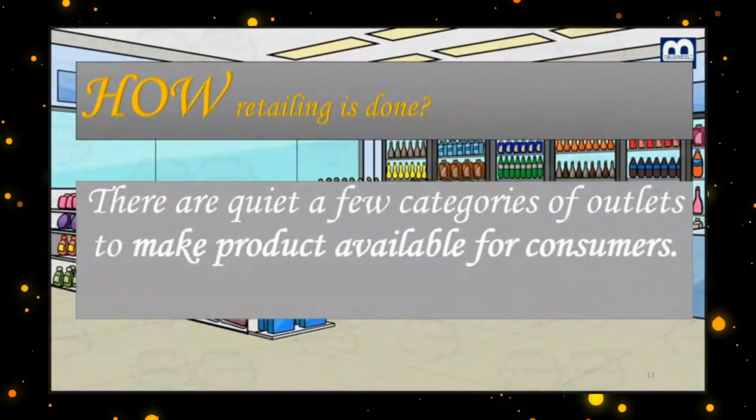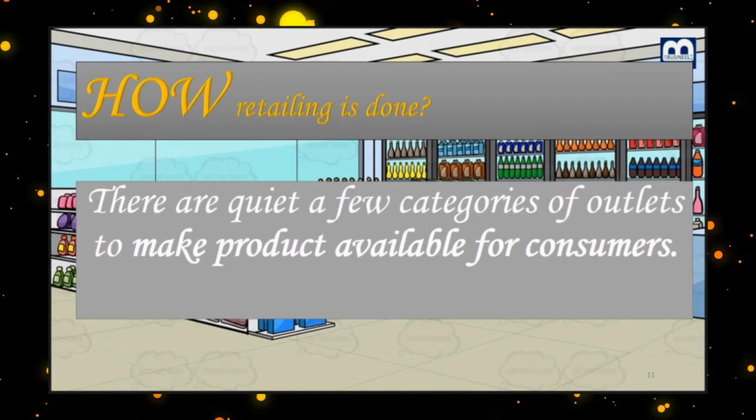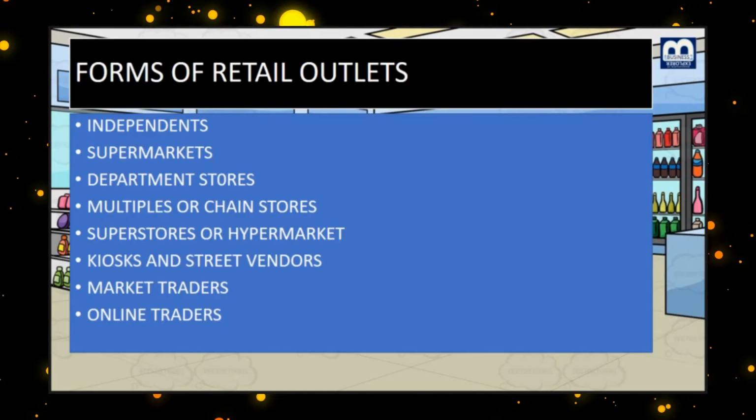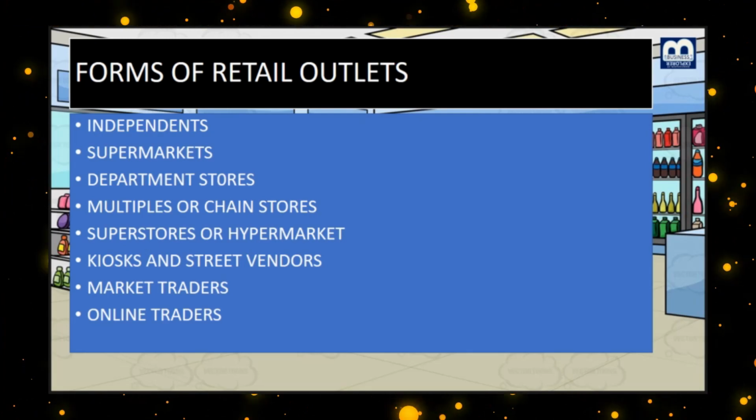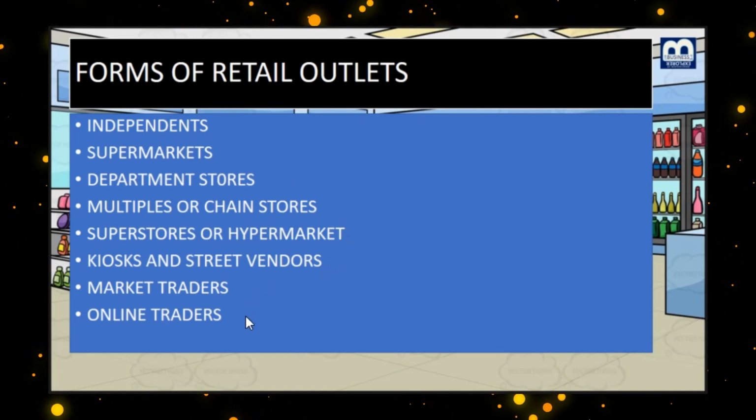So then, how is retailing done? There are quite a few categories of outlets to make products available for consumers. Now let's move on to the different forms of retail outlets through which the consumer gets their product. They are independents, supermarkets, department stores, multiples or chain stores, superstores or hypermarkets, kiosks and street vendors, market traders and online traders.